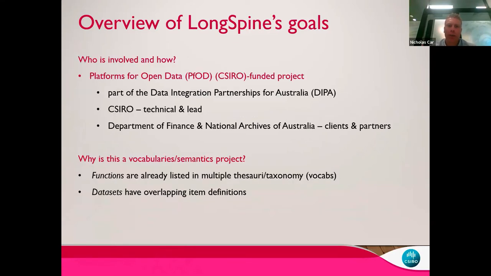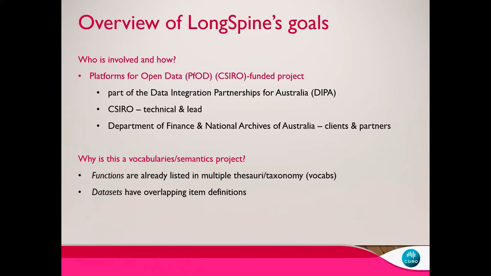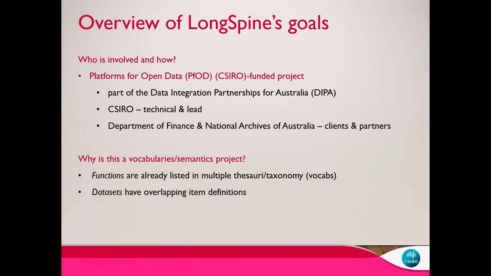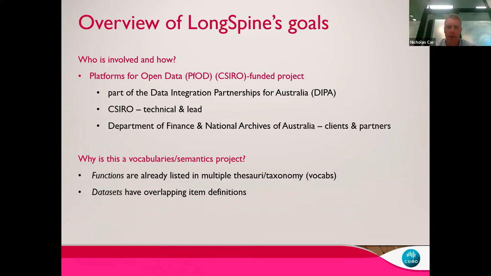So who's involved? Currently, the project is a Platforms for Open Data DIPA project, so all these acronyms, but they're spelled out there. CSIRO is the technical partner and the lead of the project, and the clients and partners are the Department of Finance and National Archives. Both are interested in the results, and both contain significant sources of data that have been dealt with in the project. And why is this a vocabularies and semantics project? Well, some of the functions in government are already listed as semantic vocabularies, and there are a lot of term overlaps and definitions that need alignment.